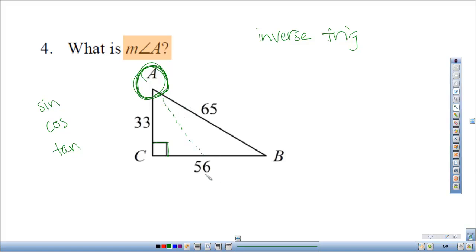What side would that be? That'd be an opposite side. And then I'm going to use the 65, and that would be the hypotenuse. So if I'm using opposite and hypotenuse, that would be what? SOHCAHTOA, S-O-H. So to find the measure of angle A, I'm going to use the sine ratio, except I'm not going to use the normal sine ratio. I'm going to use inverse sine ratio.